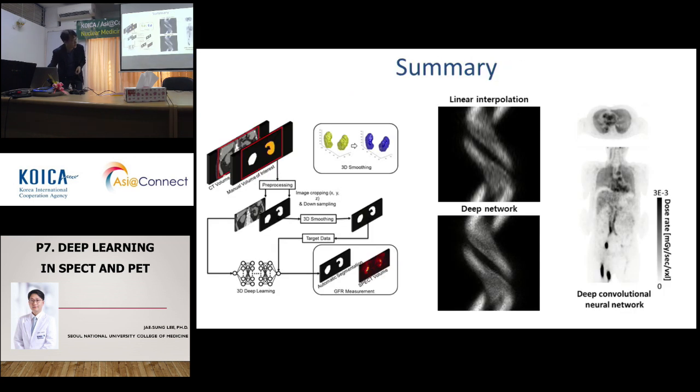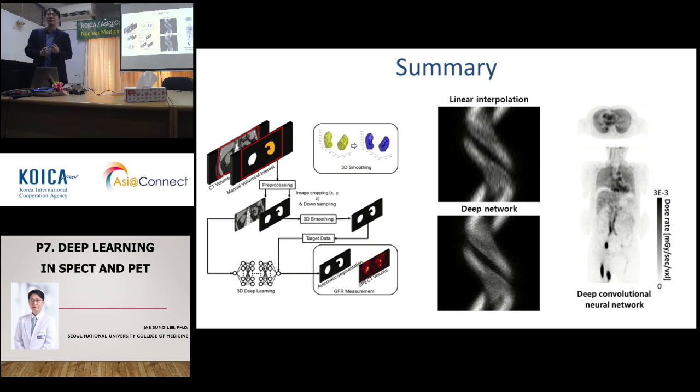So let me just summarize my last talk. As I showed you, deep learning was quite useful for the automatic 3D volume of interest to reduce human effort. Deep learning worked well for the reduction of angular sampling and the recovery of the fully sampled sinograms, and we can even mimic the Monte Carlo simulation procedures. Okay, thank you.